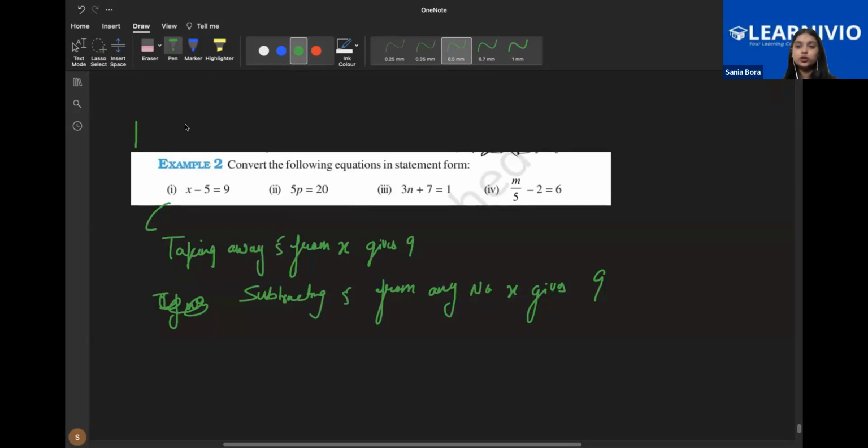Yeah, instead of writing m divided by 5, just write it 1/5 of m. Whenever you get something like this, you have to write 1/5 of m. Subtracting 2 from 1/5 of m would give 6. Yes, ma'am. Okay.